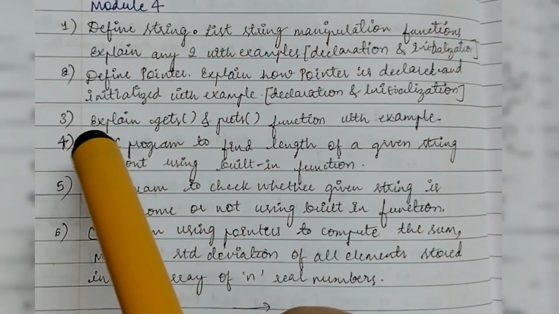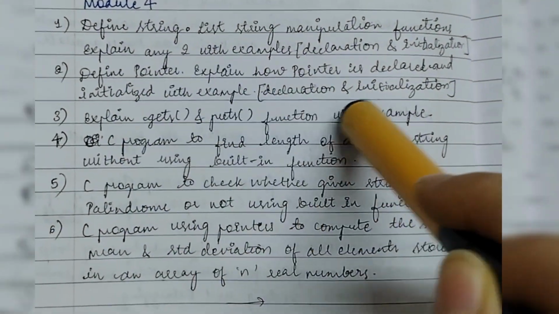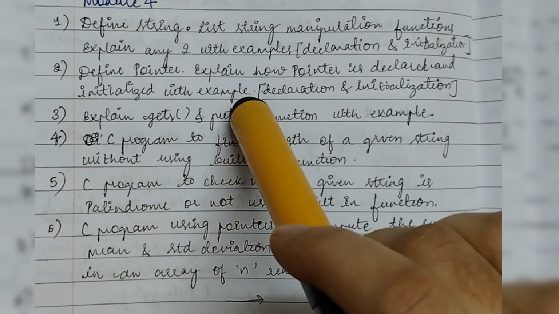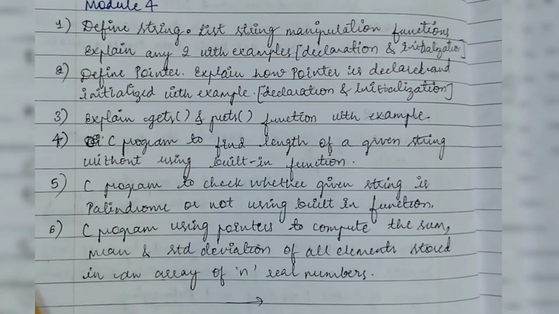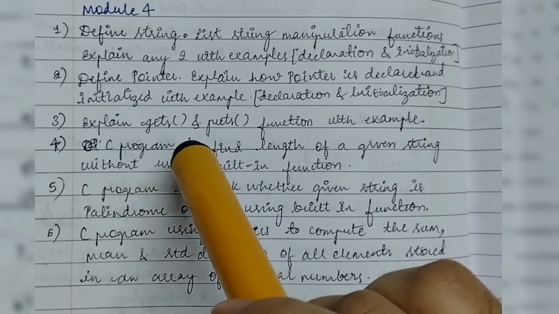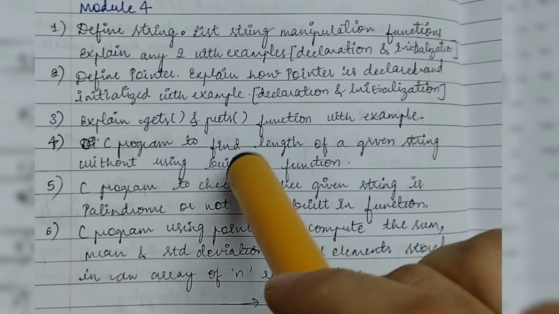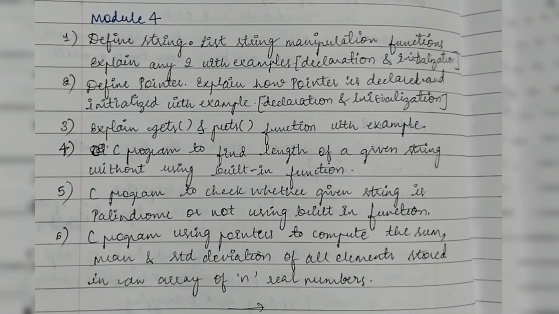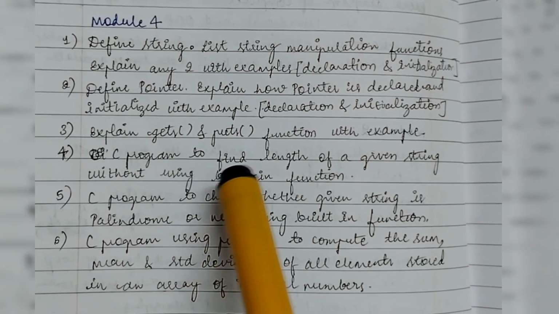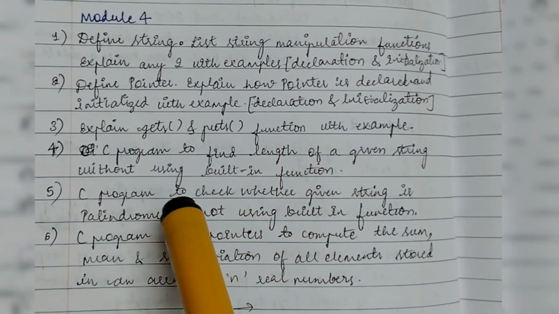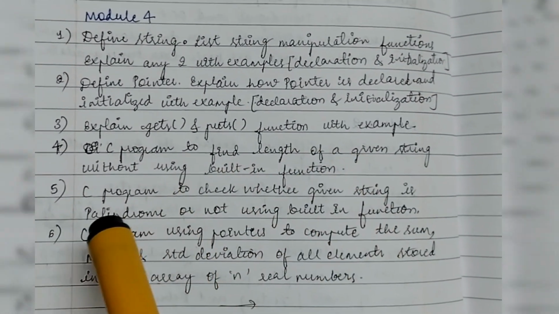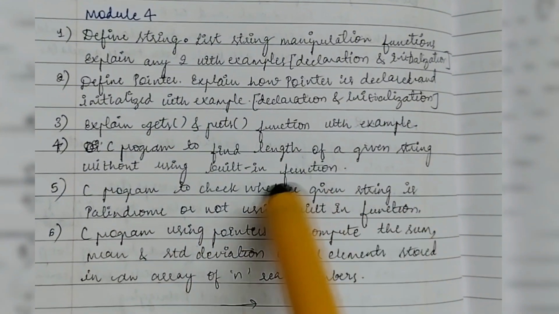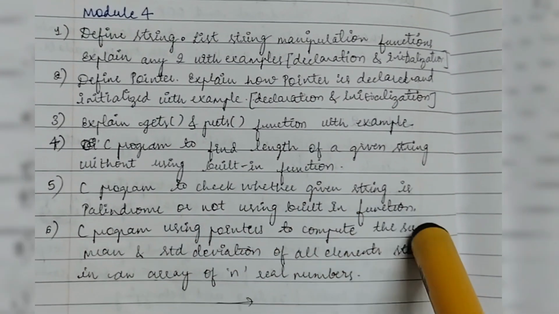Okay, then define pointer, explain how pointer is declared and initialized with example. Okay, similarly, now next question, explain gets and puts function with example. Okay, next, fourth, this is a programming question, 4, 5, 6. So fourth one is C program to find the length of a given string without using built-in function. Fifth question, C program to check whether the given string is palindrome or not using built-in function.